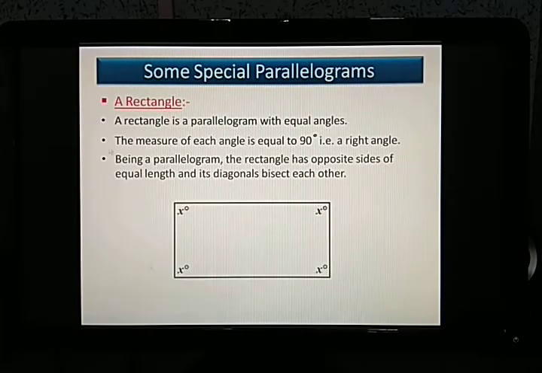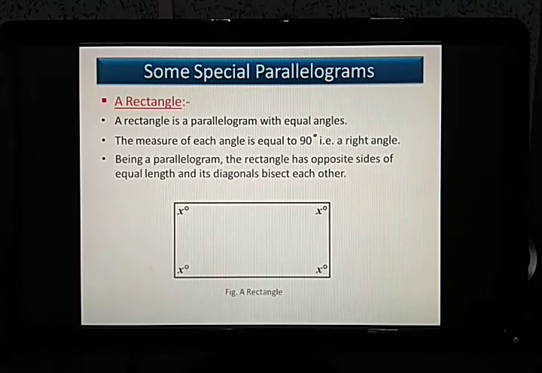You can see here, these opposite sides, this side and this side, and this side and this side, are of equal length. And I have not drawn the diagonals here, but if you draw the diagonals, they will bisect each other. Clear? Since it is a parallelogram.